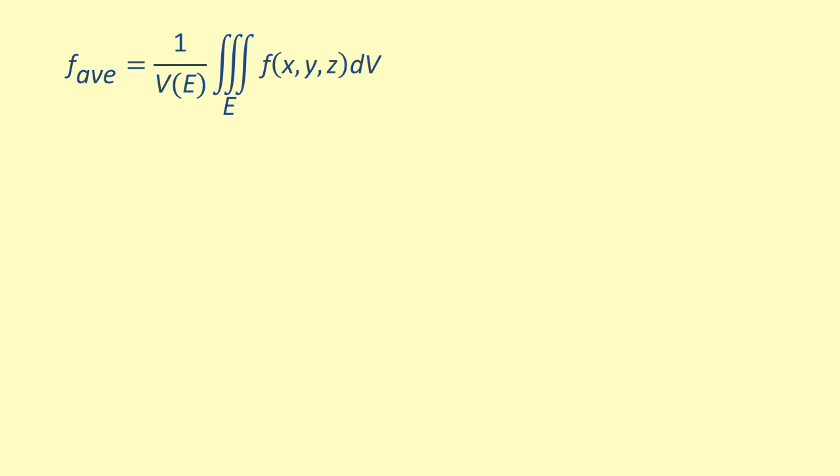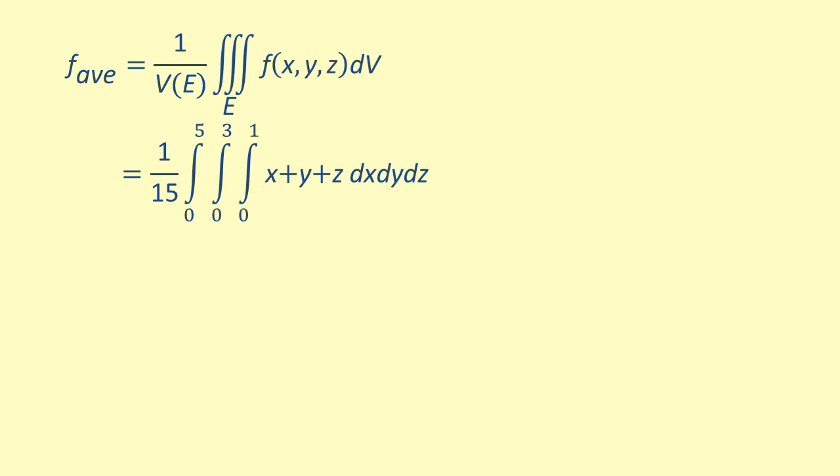Now that we've found the volume, we can find the average value of the function. We'll use the formula for the average value and set up our equation like this. We're going to integrate with respect to x, then y, then z, just as we did before to find the volume. First, integrating with respect to x and evaluating from 0 to 1, we get 1 over 15 times the integral from 0 to 5 of the integral from 0 to 3 of 1/2 plus y plus z dy dz.